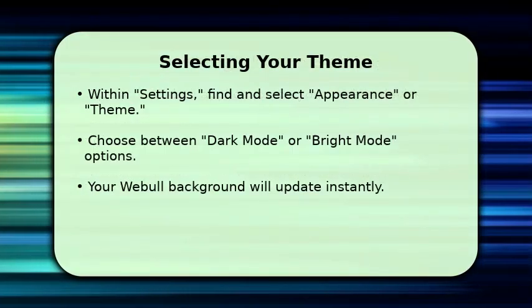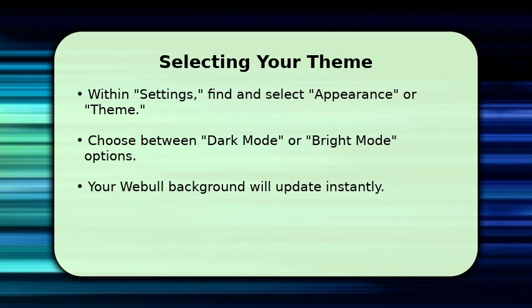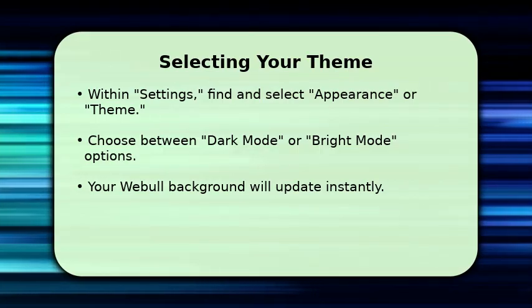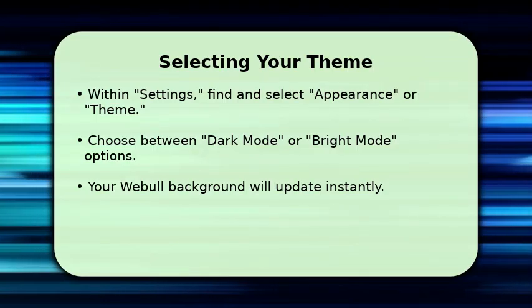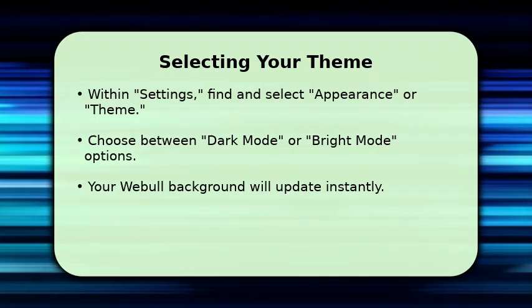After entering the settings menu, scroll down or look for an option labeled Appearance or Theme. This is where you control the visual style of your Webull interface. Once you tap on it, you will typically see choices like Dark Mode and Bright Mode. Simply select your preferred option. The change to your Webull background will apply immediately, allowing you to enjoy your chosen theme right away.